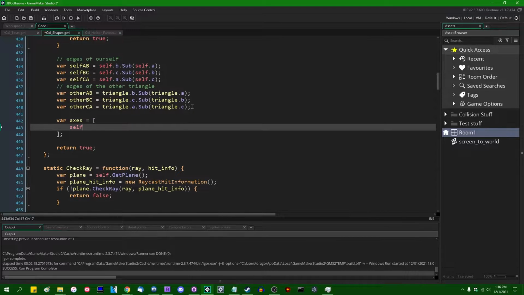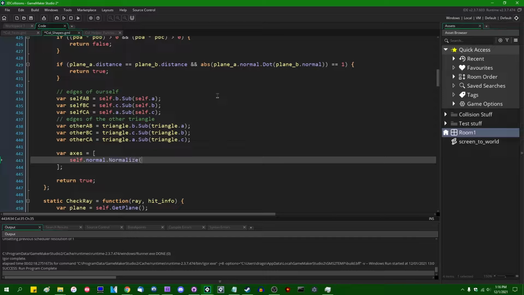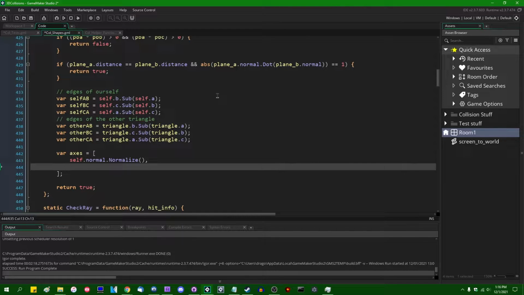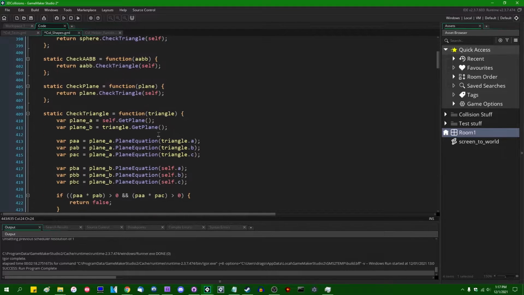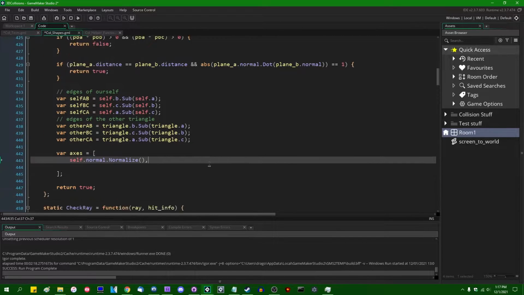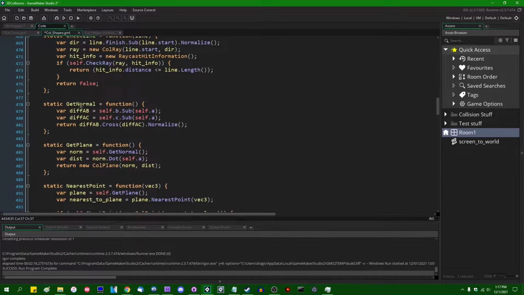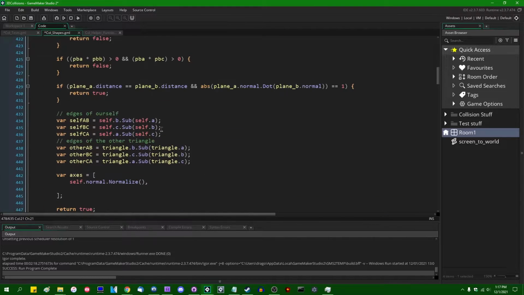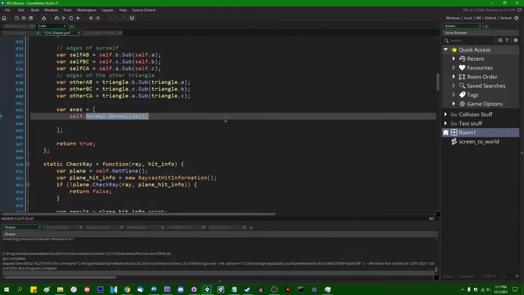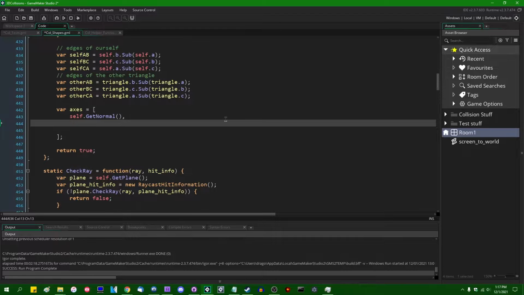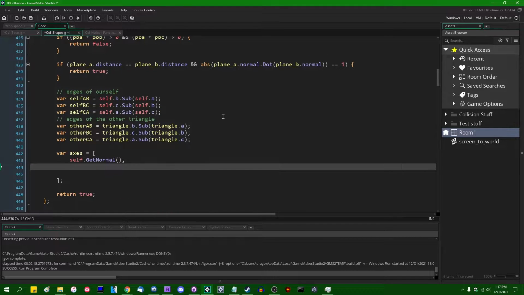First is going to be self.normal. I suppose it might be a good idea to normalize this. You can also say, actually, is when our normals are calculated. This is not a variable, is it? Yeah, this is a method call for get normal. Okay, that helps a little bit. The first axis is going to be our own normal. The second axis is going to be triangle.get normal. So that is the normal of the other triangle.